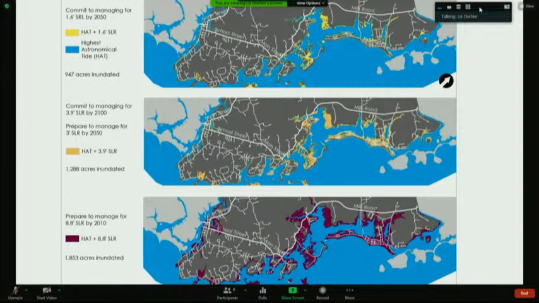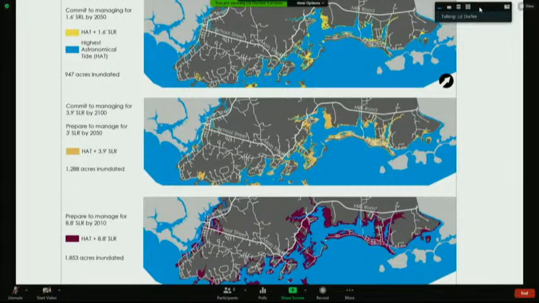Yeah, so the acreage calculation there, for instance, on that first one, you've got the highest annual tide plus 1.6 and highest astronomical tide, that 947, is that land area that's between those two points?